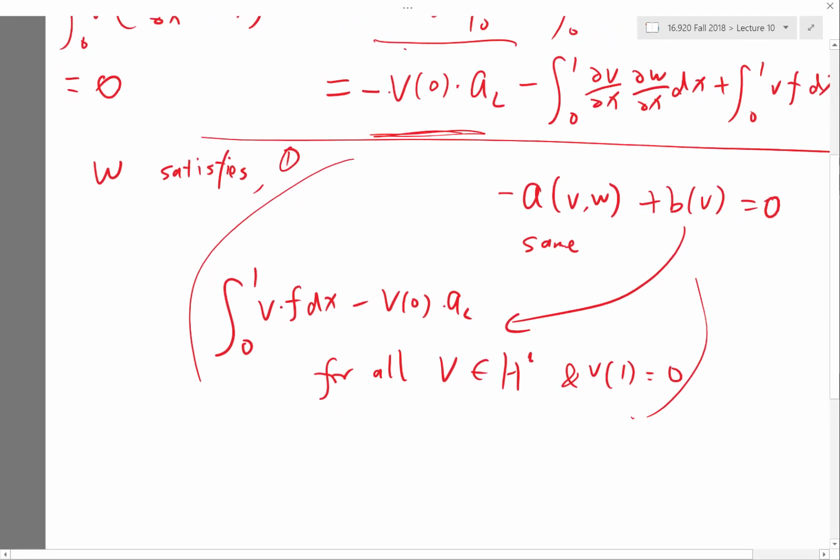So this is condition 1. Condition 2 is w at 1 equal to 0. So in neither the weak form nor the boundary condition does x equal to 0 appear. The constraint is gone. This is what's called a natural boundary condition, because by modifying the weak form, we can see that the boundary condition is going to be naturally enforced. Okay, naturally imposed.